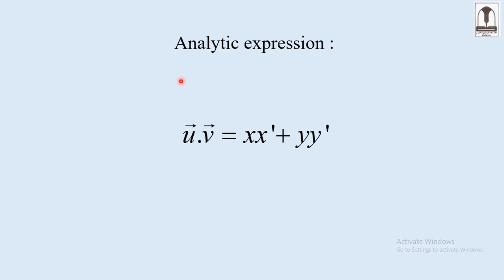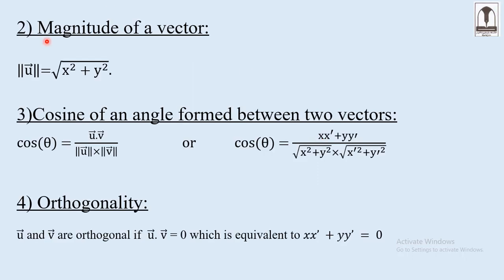So the analytic expression of the scalar product of two vectors, given the coordinates of these two vectors, is u scalar v is equal to xx prime plus yy prime. The magnitude or the length of a vector, given a vector u of coordinates x, y, the length of u is equal to the radical of x squared plus y squared.